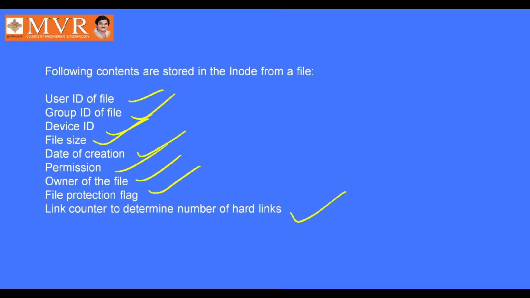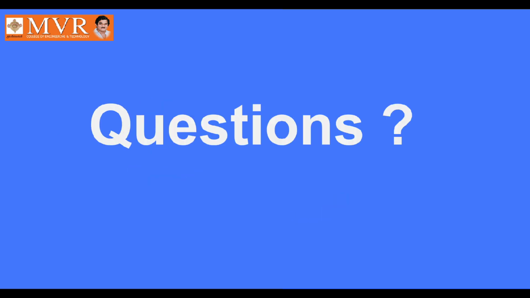Similarly, the link counter determines the number of hard links. Link counter means how many links there are for that file. It holds the number of hard links the file has, and that type of information it contains. Okay, so these are the concepts we have discussed today.